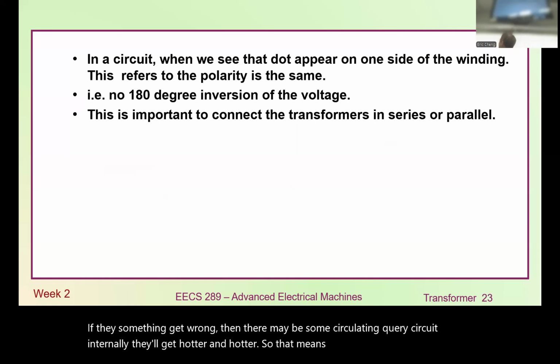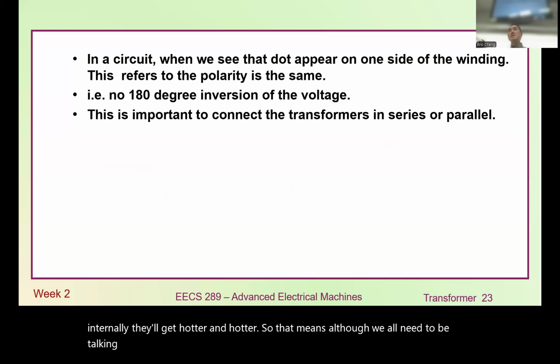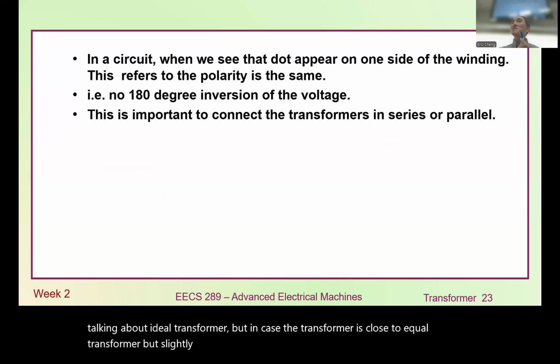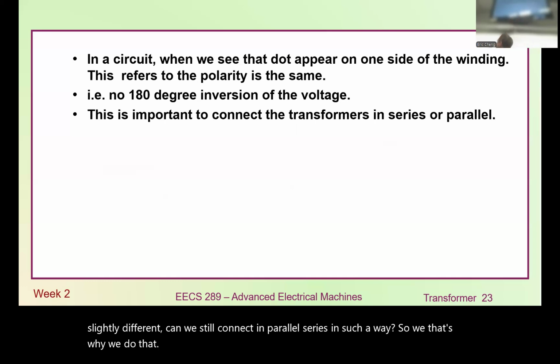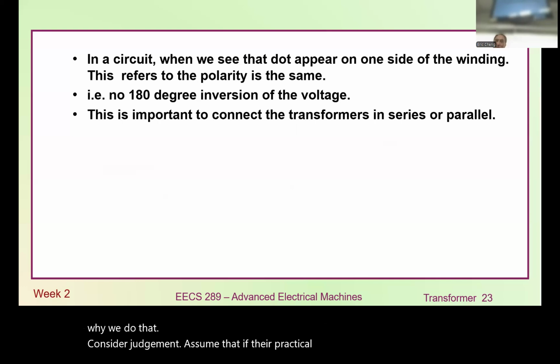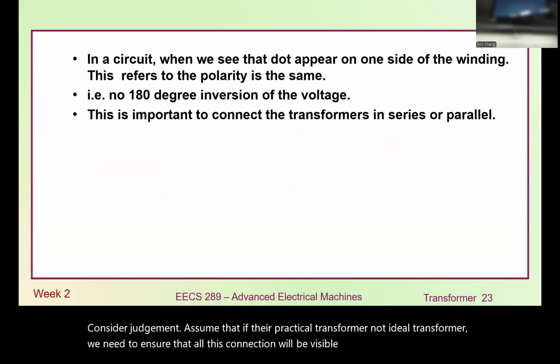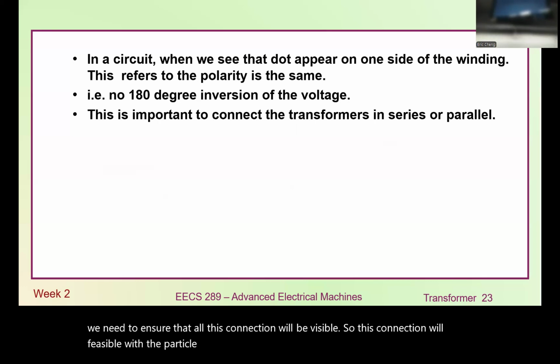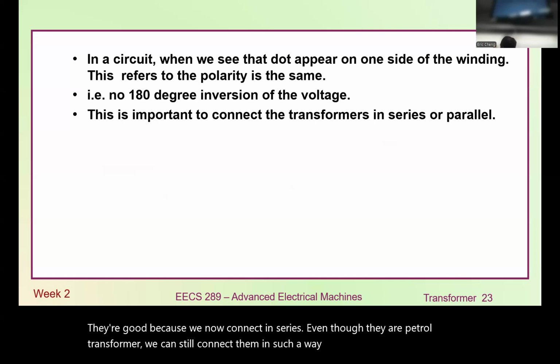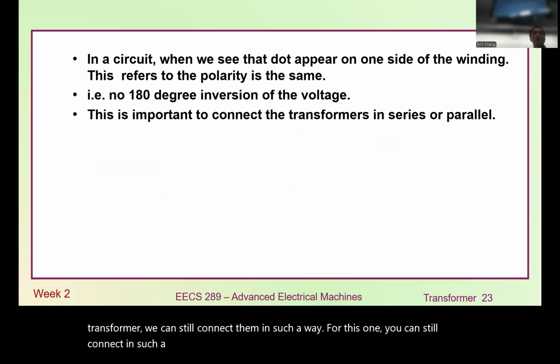Although in all this we're talking about ideal transformers, in case the transformers are close to equal but slightly different, can we still connect in parallel or series in such a way? So that's why we need to consider it. We assume they are practical transformers, not ideal transformers, and we need to ensure that all these connections will be feasible. So this connection will be feasible if they're practical transformers. They're good, because we now connect in series, and even though they are practical transformers, we can still connect them in such a way.